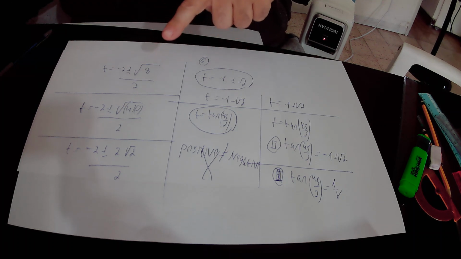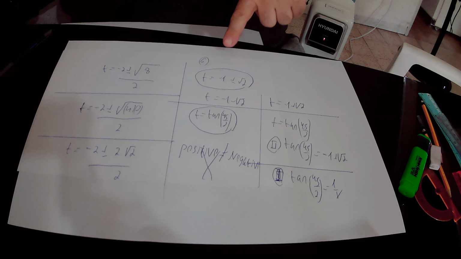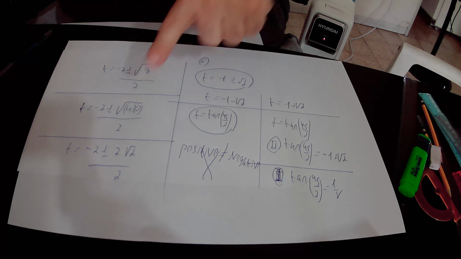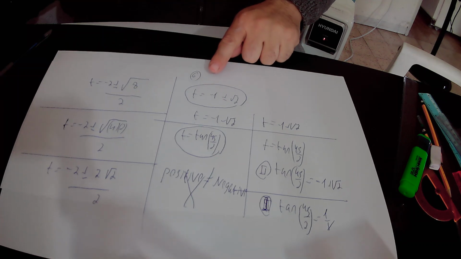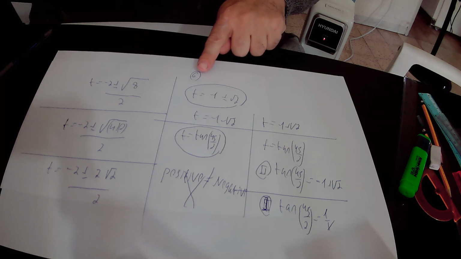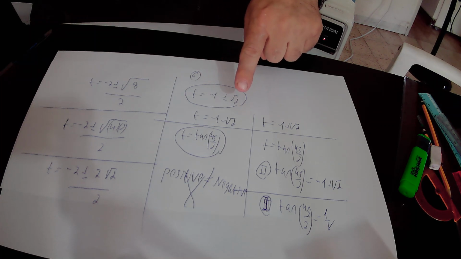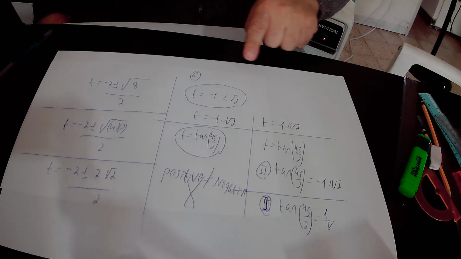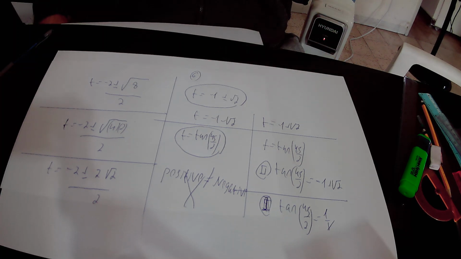So t equals minus 2 over 2 is minus 1, plus or minus 2 over 2 is 1. So in conclusion, we found that t equals minus 1 plus or minus the square root of 2. So here we will have two possible solutions for t. The first solution for t is that t equals minus 1 minus the square root of 2. And the second solution for t is that t equals minus 1 plus the square root of 2.